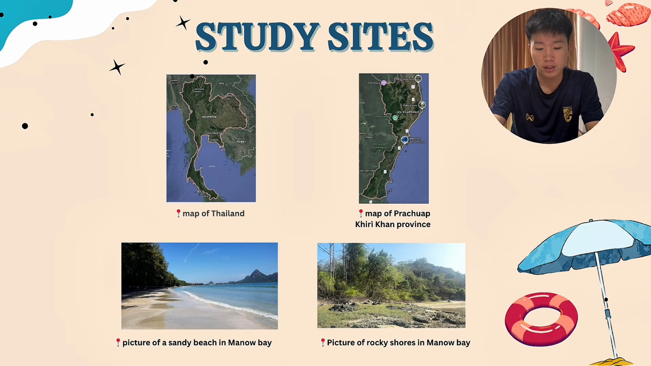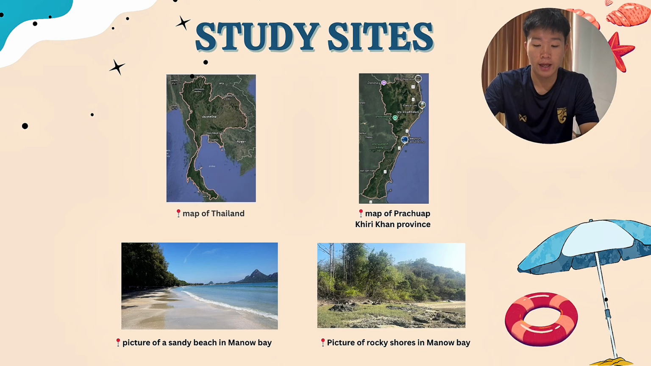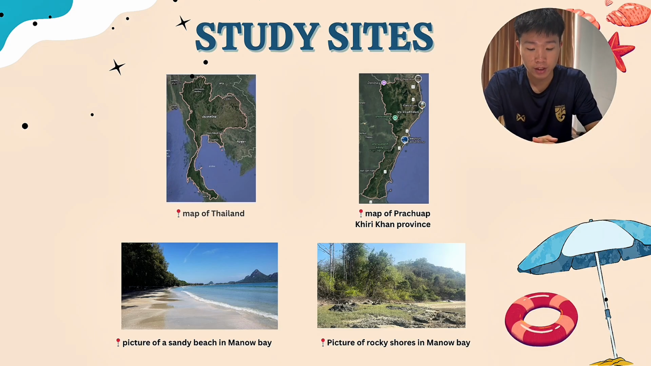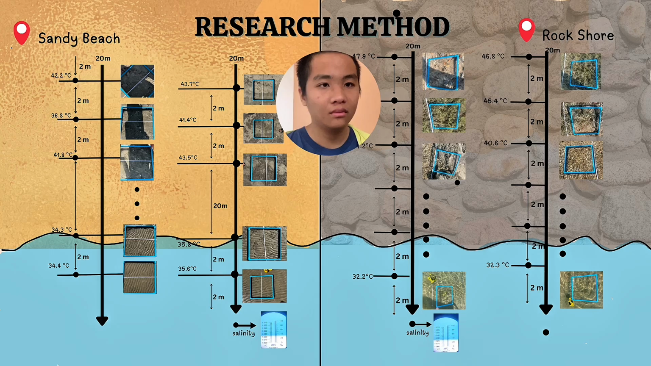First, we need to start with the study site in Thailand at G.3 at Manao Bay. In Manao Bay, we studied at sandy beach and rocky shores. The research method that we landed on was to first lay our transect from the shore to the water. Then we laid out quadrats, and in each quadrat we recorded what we found. Aside from that, we also measured the temperature and salinity of the water.